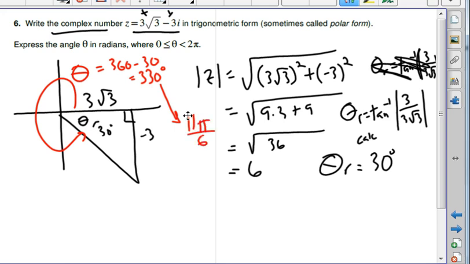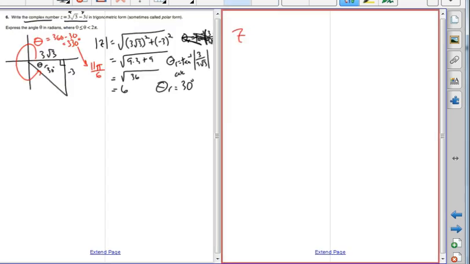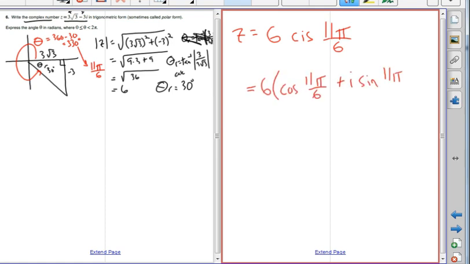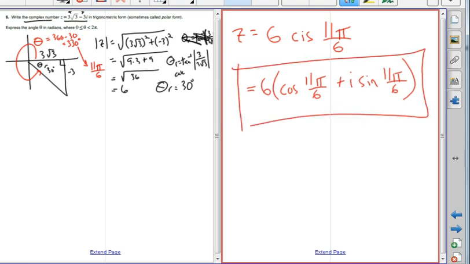If you need to reference that on the unit circle, that is 11 pi over 6. So we have our r value of 6, or magnitude, and theta 11 pi over 6. So we write this in expanded form here: 6 cosine 11 pi over 6 plus i sine 11 pi over 6.